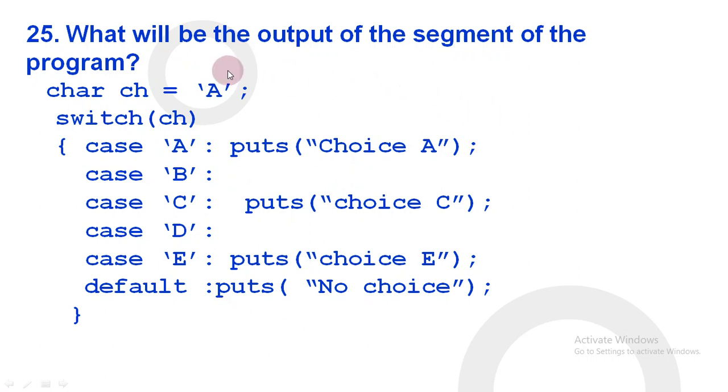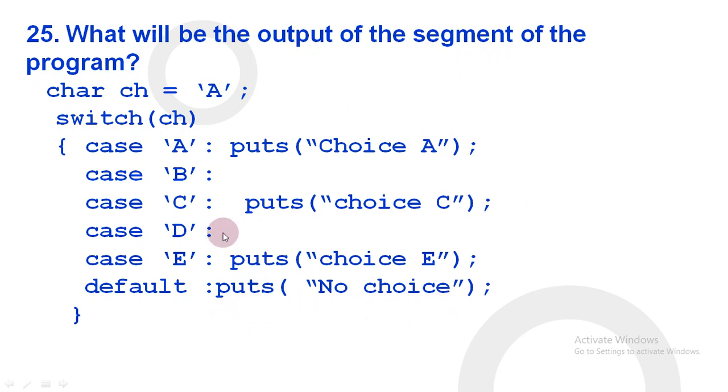What will be the output of the segment of the program? A character variable ch equal to A. So this is character variable ch initialized to capital A. Switch ch. Okay, ch will hold only A. Case A, print choice A. Case B, empty space. Case C, once again print choice C. And case E, print choice E. There is also a default statement, print no choice.